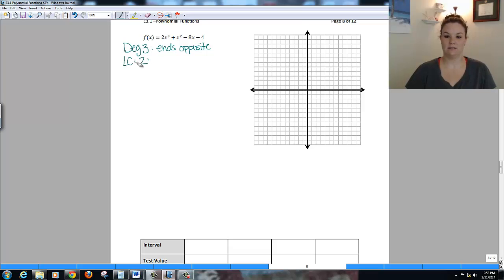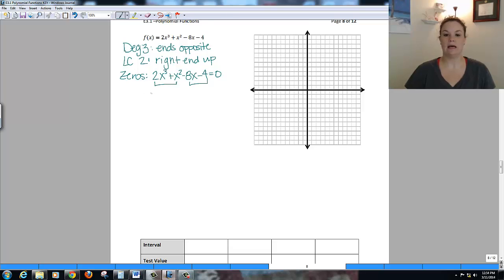Since it's +2, my little dots are turning together. Since my leading coefficient is 2, that means that the right end goes up. Right end up, because I have a positive leading coefficient. Now I want to go ahead and find my zeros. To find my zeros, I'm going to factor, so 2x cubed plus x squared minus 8x minus 4 equals 0.